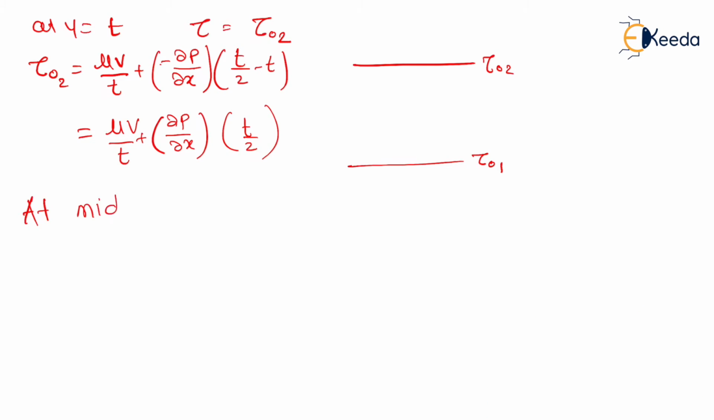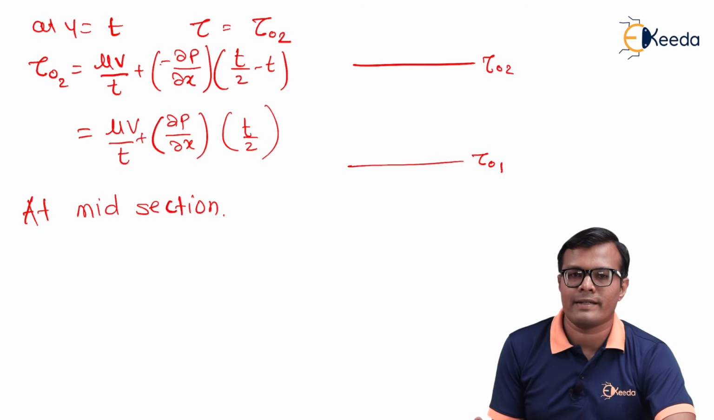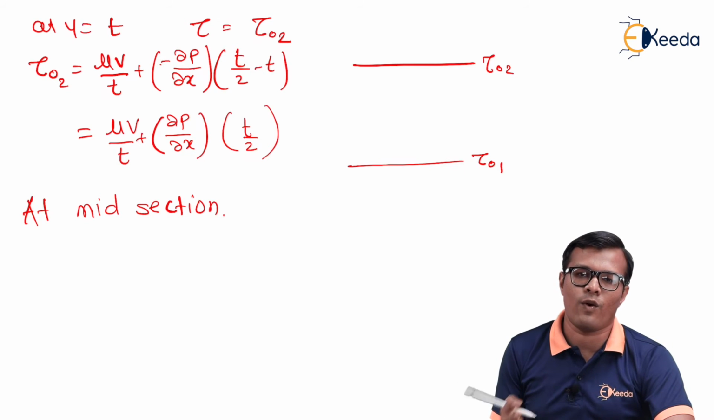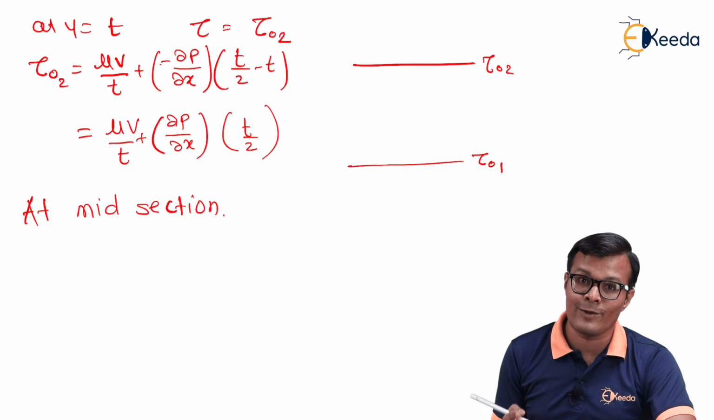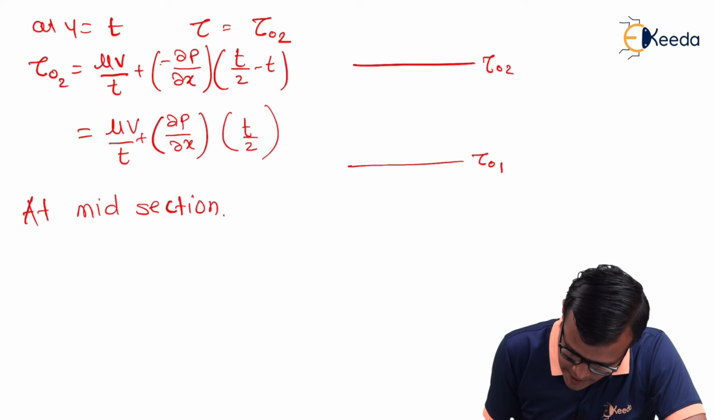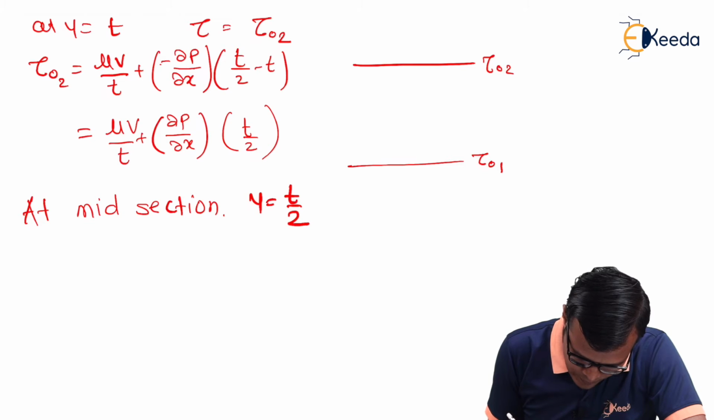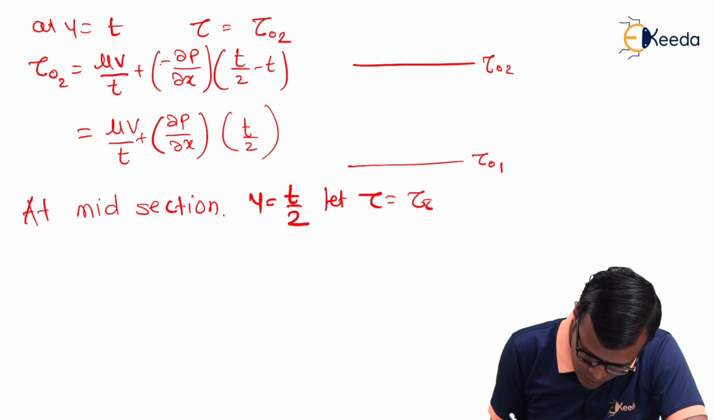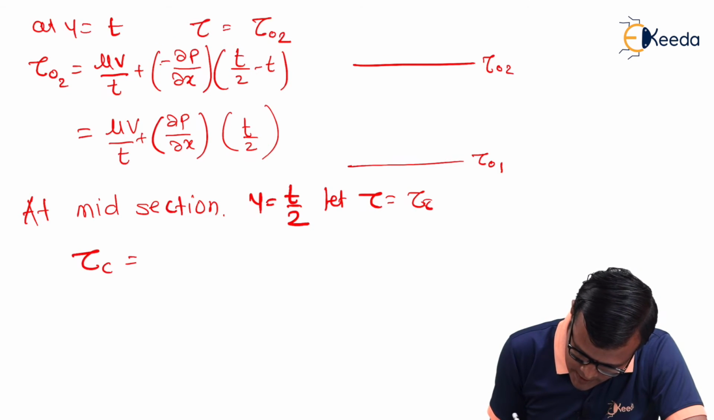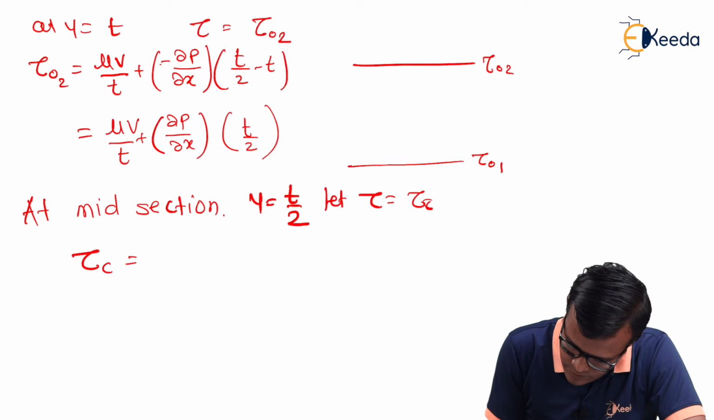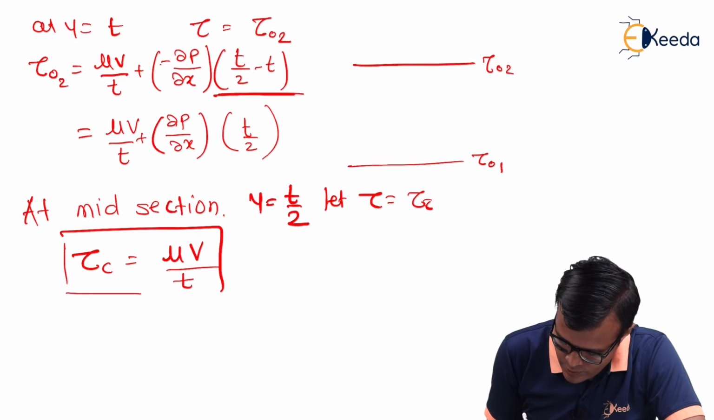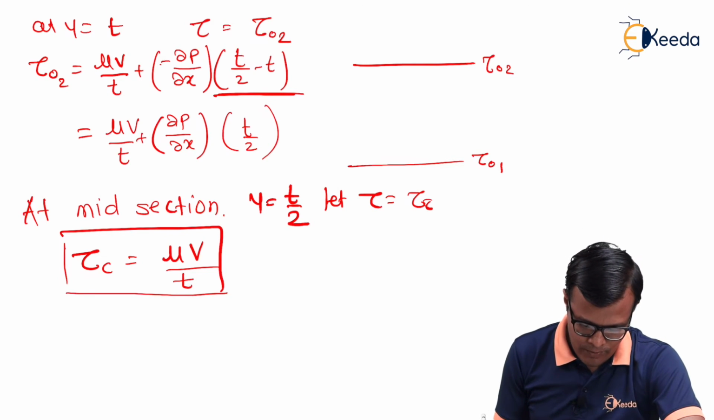At midsection, we were interested in calculation of shear stress because in previous cases it was 0, but now we want to check whether it is 0 in this case or not. So at midsection, that is y equal to t by 2, let tau equal to tau c. So tau c is, this term becomes 0, so only the initial term mu v upon t is there. So it is clear that it is not 0 at all.